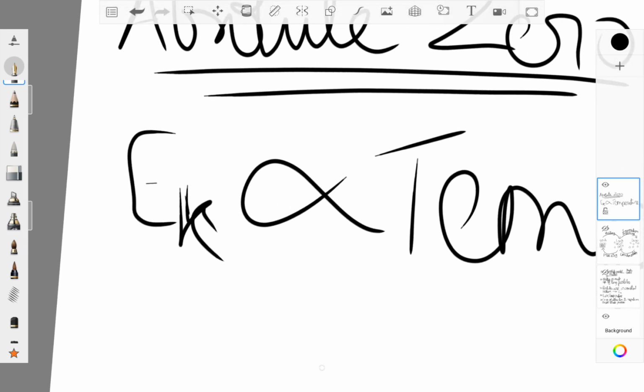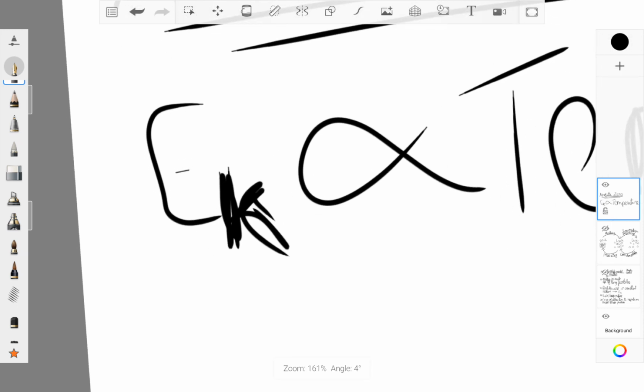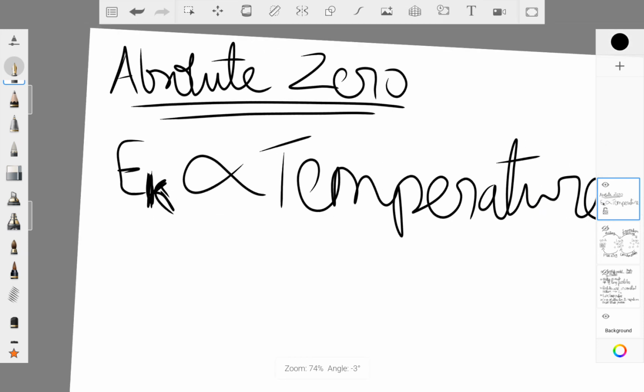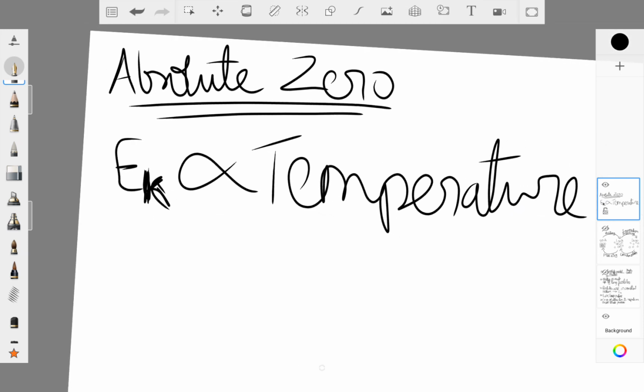So, in theory, there has to be a temperature where the kinetic energy of particles is at its lowest value, and this temperature is called absolute zero. And we actually have the value for absolute zero, that being minus 273 degrees Celsius. This is absolute zero. Yeah.